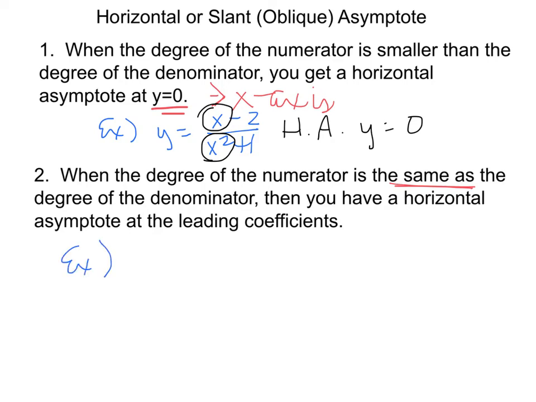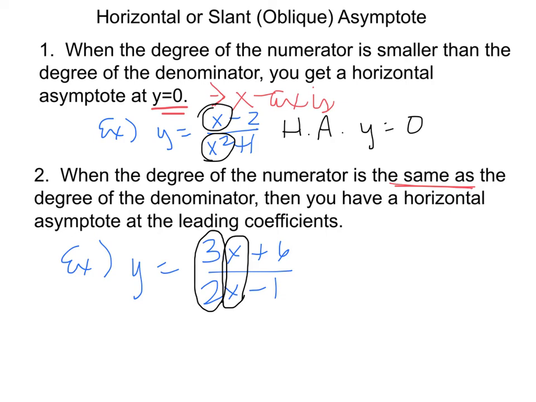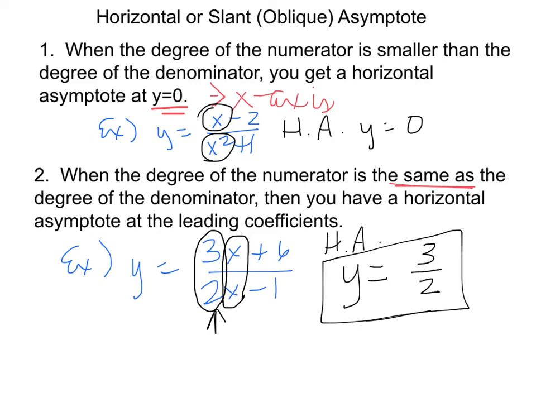So here's an example. If I were to have y is equal to 3x plus 6 over 2x minus 1, the x's are the same degree. That means my horizontal asymptote is at the leading coefficients. So I have a horizontal asymptote at y is equal to 3/2. Whatever your leading coefficients are, that's where your horizontal asymptote is.